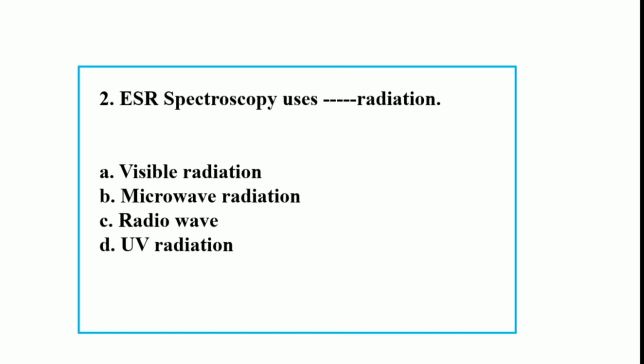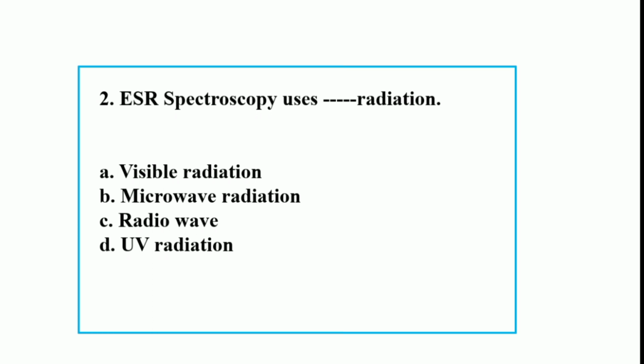Question number 2. ESR spectroscopy uses dash radiation. Option A, visible radiation. Option B, microwave radiation. Option C, radio wave. Option D, UV radiation.